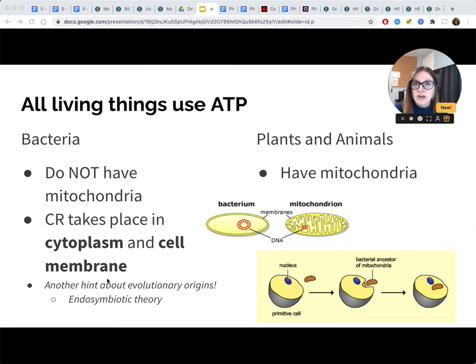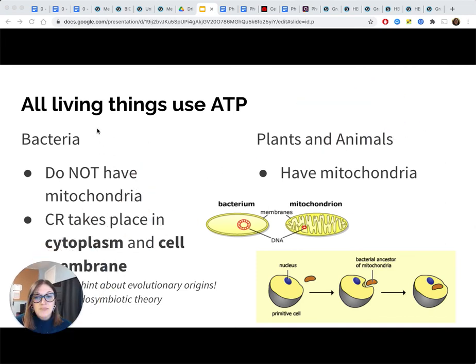So if you're really curious about the origins of cells and how cells evolved over time, this is an example of a hint about the evolutionary origins of mitochondria and how they evolved from bacteria. Cool fact. So if you want to do more research, let me know and I can help you. So again, all living things use ATP. Bacteria need to use ATP. Plants need to use ATP. Animals too. So all of these organisms undergo the process of cellular respiration.